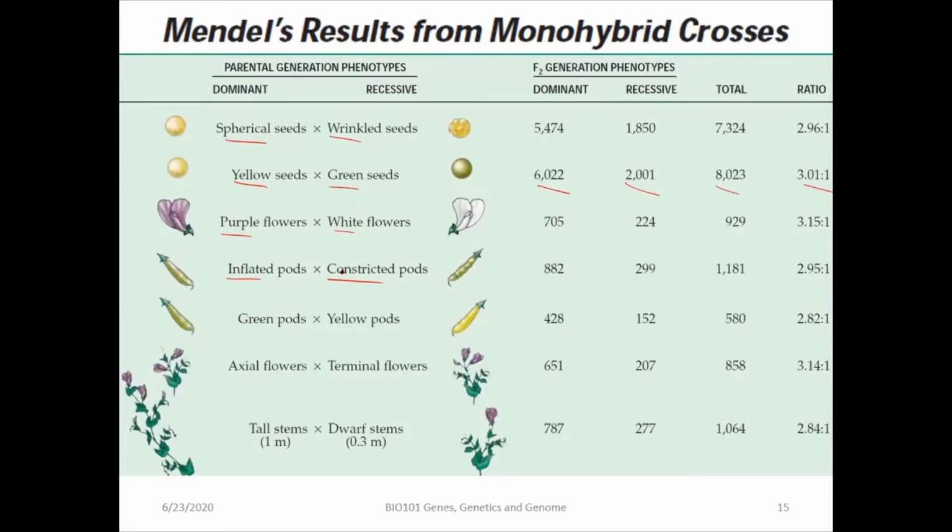What we just saw is referred to as monohybrid. What was monohybrid? We crossed round with wrinkled, or purple with white, or yellow with green. When you are analyzing a single trait, that is what we call mono. Mono means single, one.